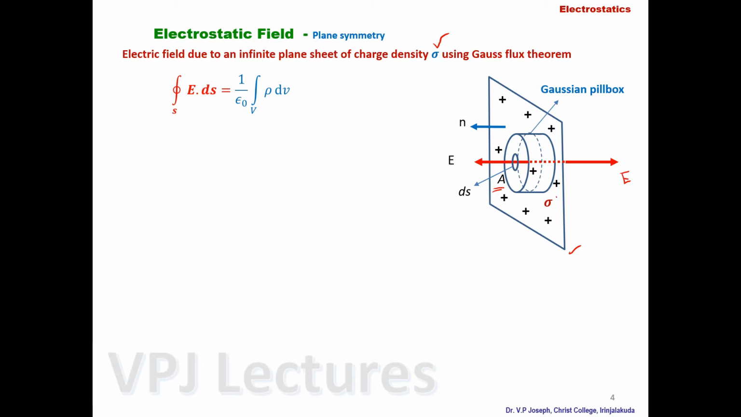Then sigma is the charge density and n is the normal. Here ds is shown as a small integration element ds. The electric field direction and normal are in the same direction, or ds is n ds, in the direction of the electric field.